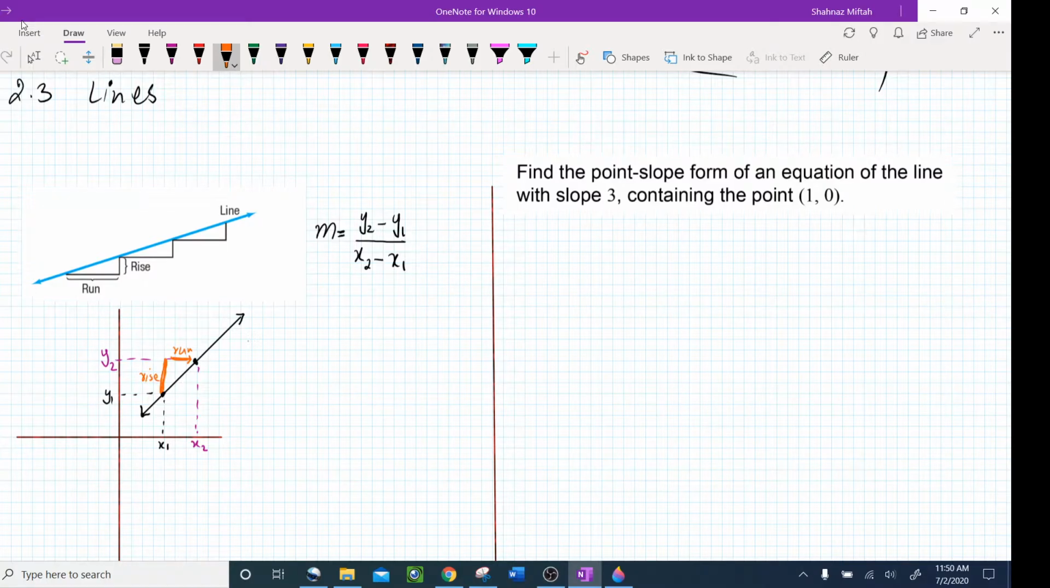And I'm rising and running because that's a positive slope. That's why I'm rising and I'm running. If you see, I'm rising and I'm running to the right. So that's how you're supposed to pick 2 points. You rise, you run.